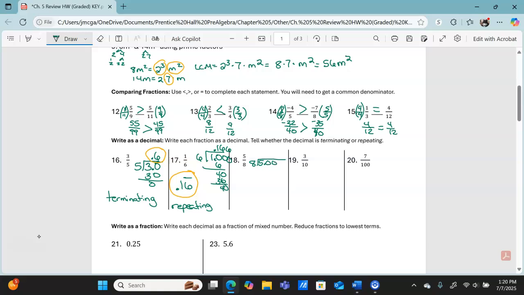We're going to need 3 zeros here. I know what this one is. I know the decimal equivalent to it. I have it memorized, but you may not.